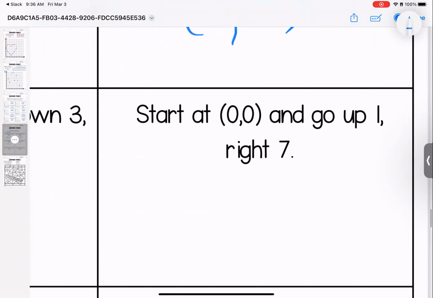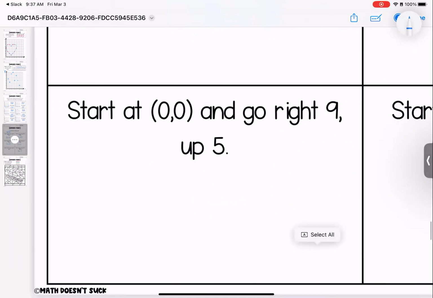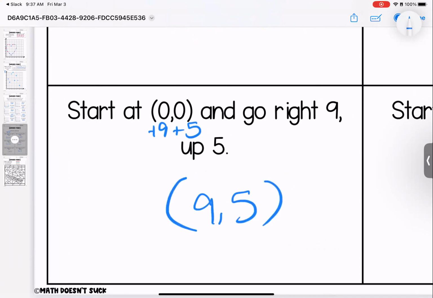Starting at the 0, 0, go up 1 and right 7. Watch these last two, I switched the order on you. So this would be 7, 1. For this one, go left 2 and down 3. This would be 6, 1. And then the last one, start at 0, 0, go right 9 and up 5. This would be 9, 5.